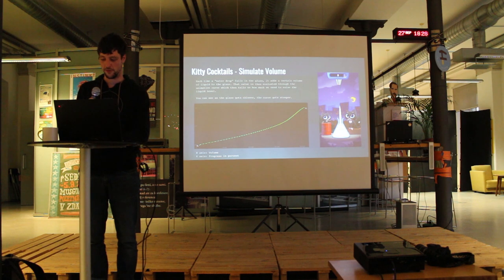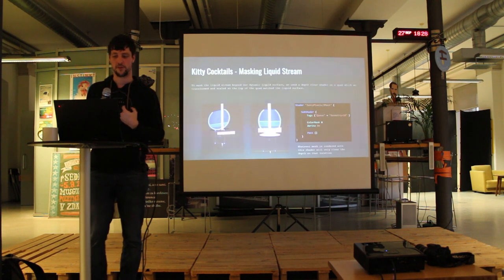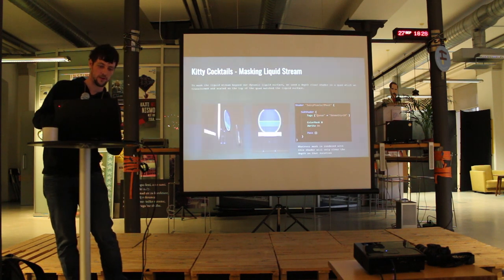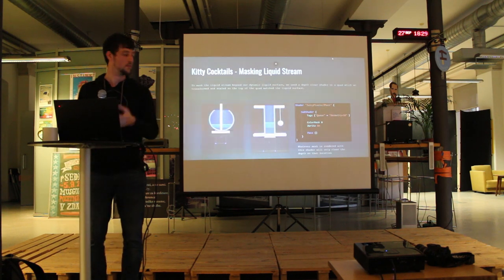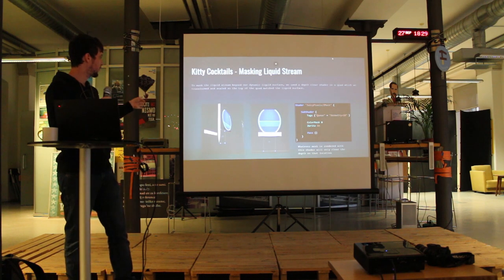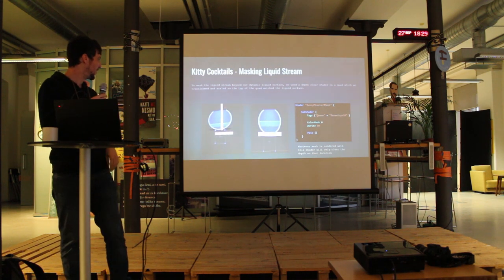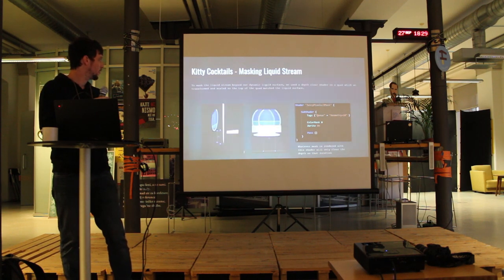Okay, so this is the simulating volume part, and then how to mask the liquid stream. This is a very useful trick that I think is used in a lot of games when you try to mask something. On the left side, it's an example of how this looks when you see it from different angles.